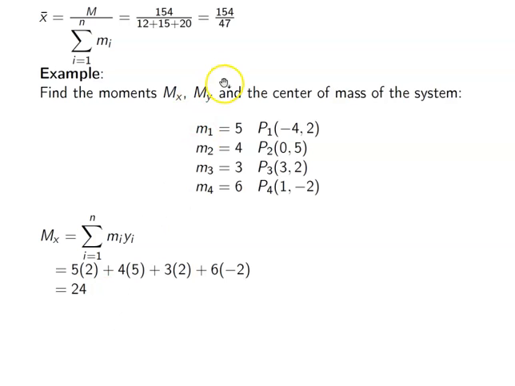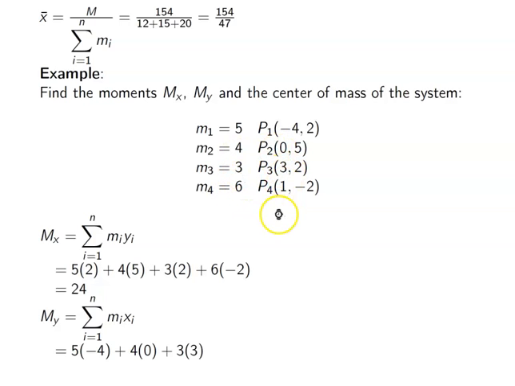The moment about y is going to be the same thing, but I'm going to be multiplying times the x values. Okay, so the moment about y is m times their x values. So 5 times -4, 4 times 0, 3 times 3, and 6 times 1. So this is -20, 0, 9, and 6. So we add these together, and we will get -5.